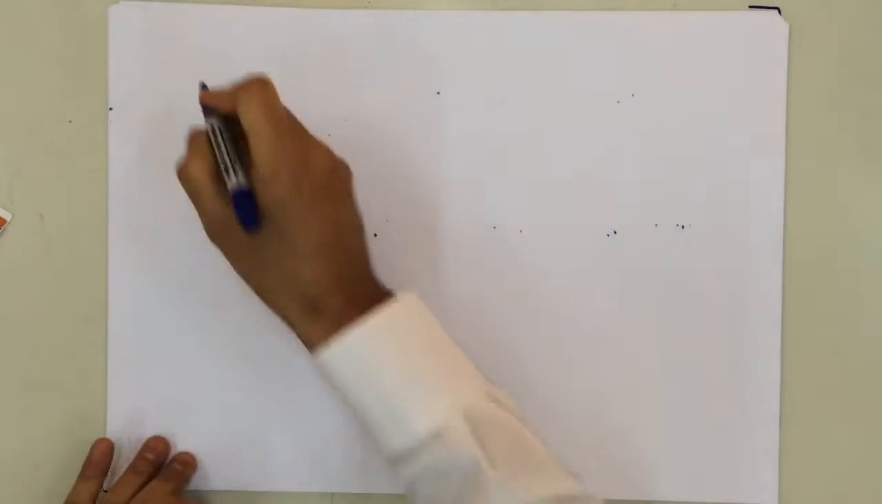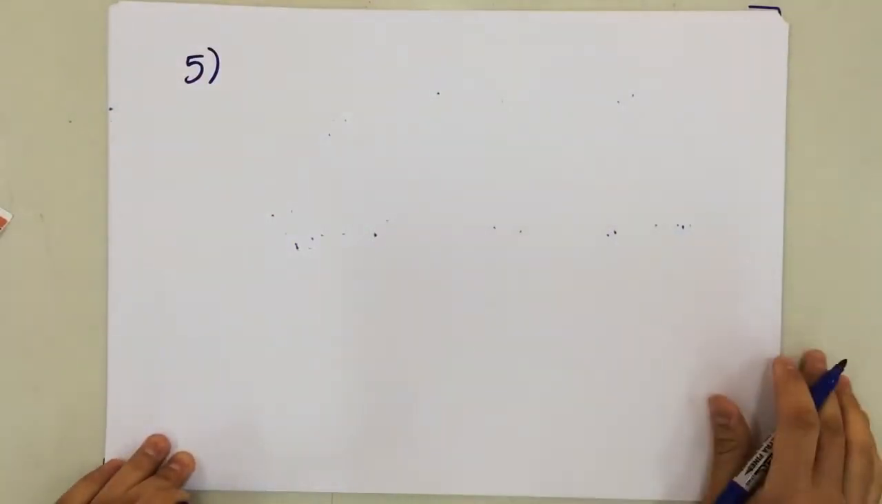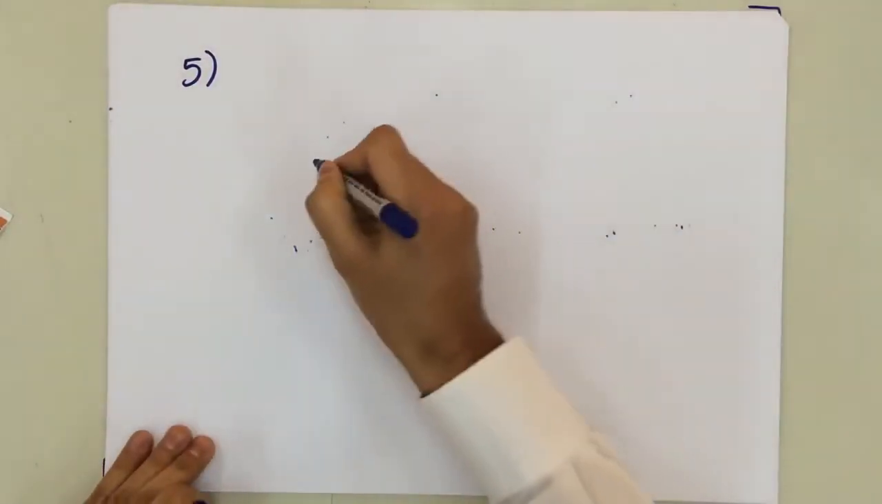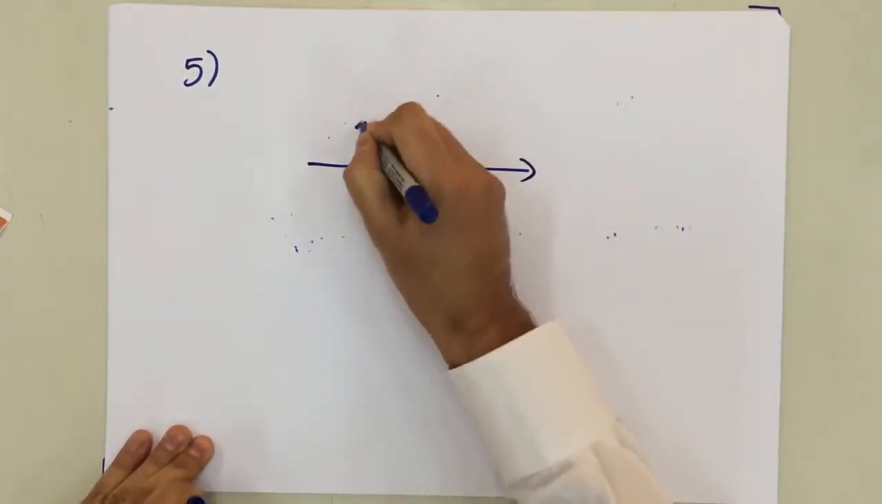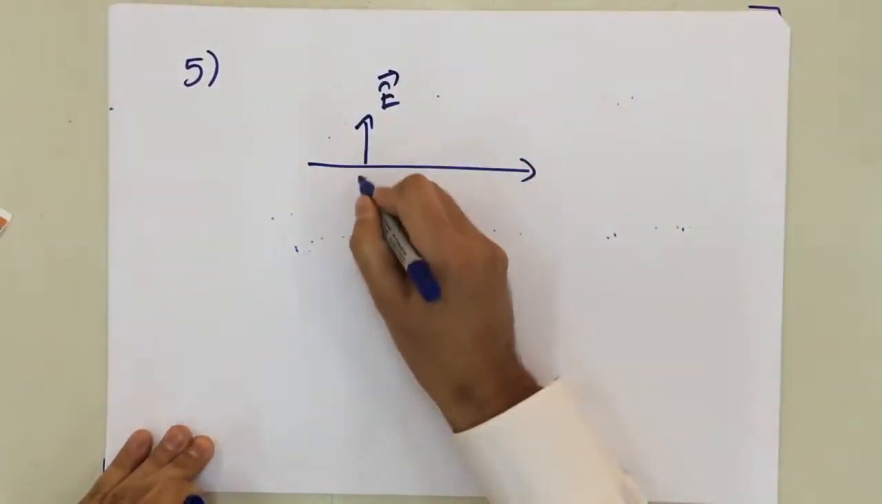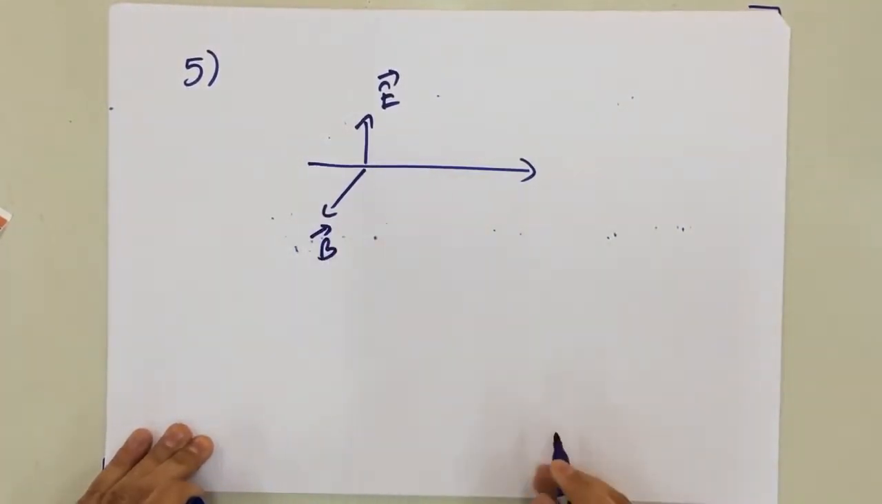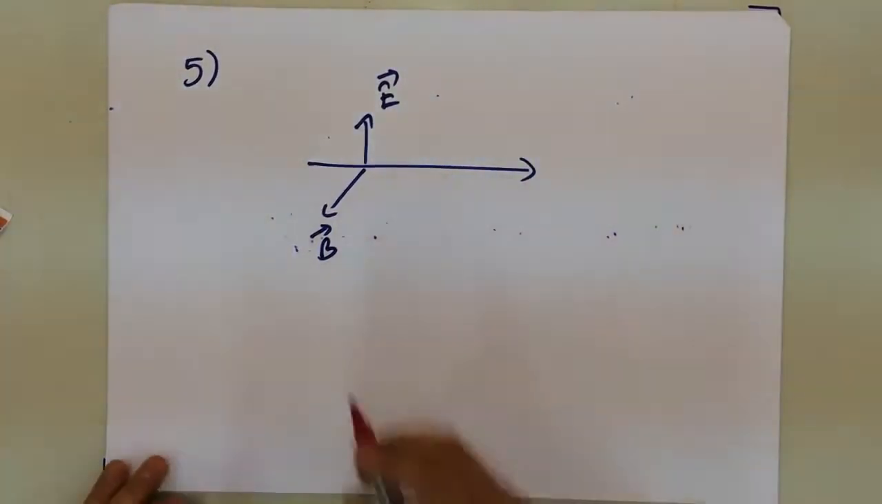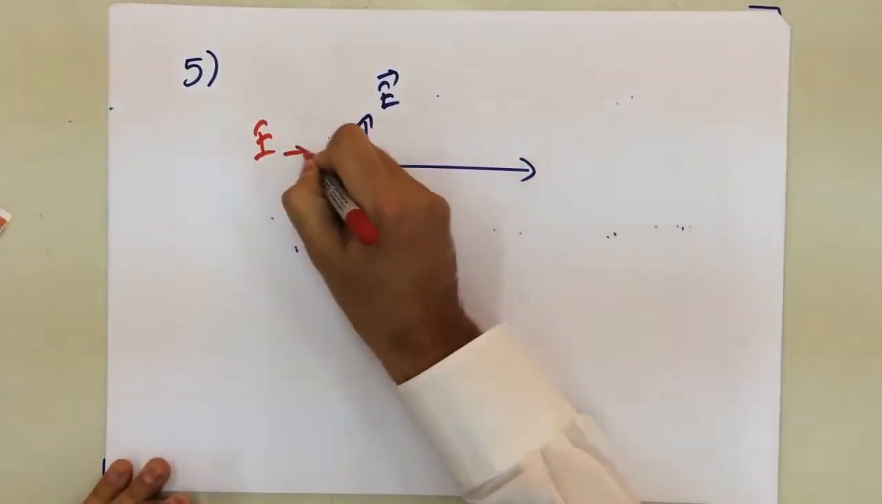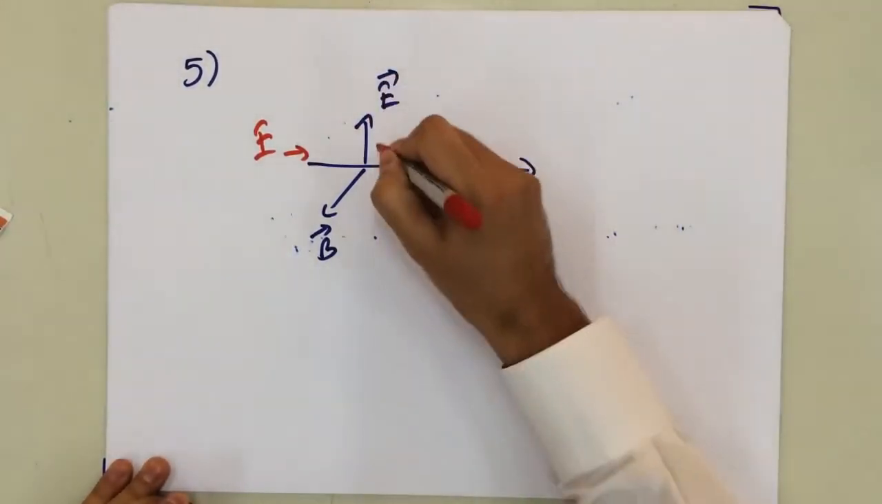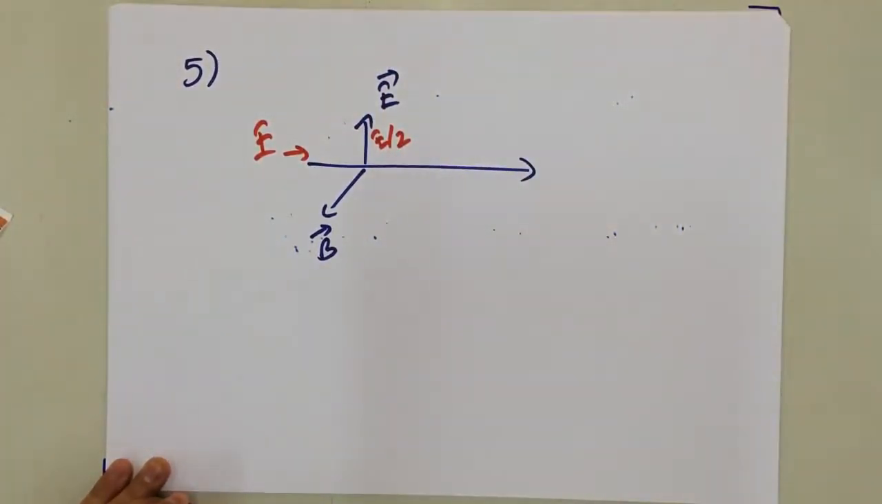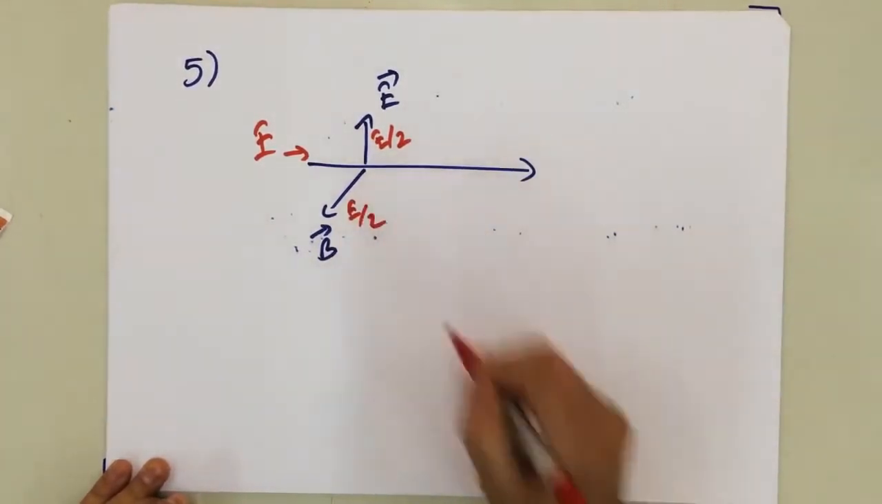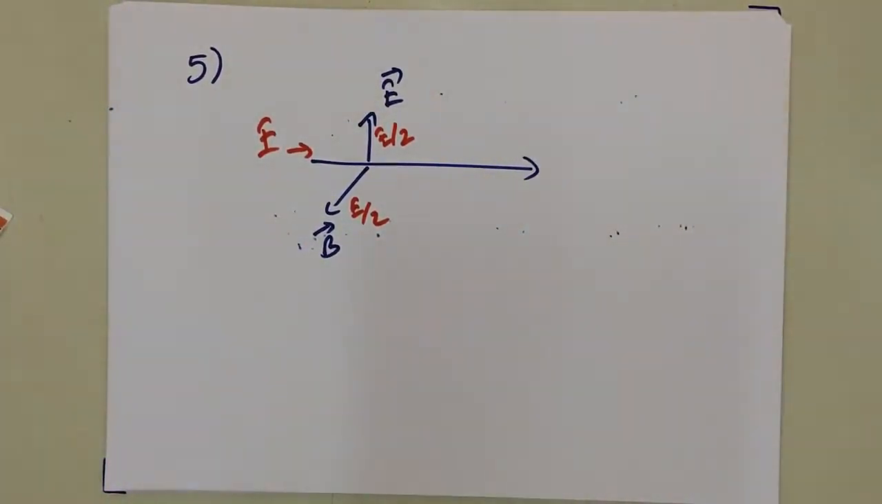And the fifth one, this is the last property. We know that electromagnetic waves contain both electric and magnetic fields. That means energy is distributed equally between them. If this is the energy of the electromagnetic wave, the electric field contains half of this energy and the magnetic field contains half of the energy. These are the properties of waves.